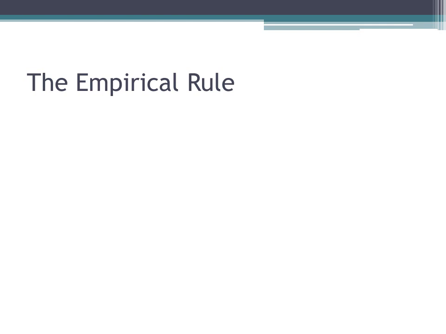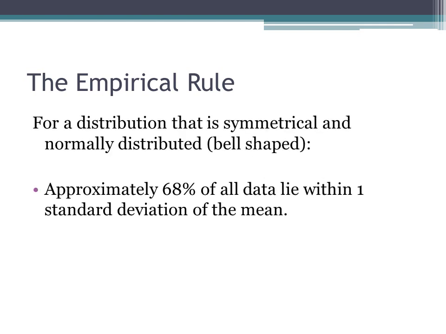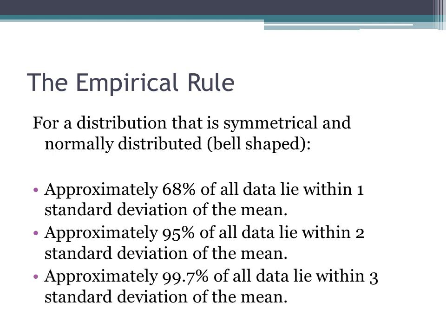As a result of the mean and standard deviation, there is a rule that applies to data that's pretty close to being bell-shaped. The empirical rule states that about 68% of the data is within 1 standard deviation of the mean. 95% of the data is within 2 standard deviations of the mean. And almost all the data, 99.7%, is within 3 standard deviations of the mean.